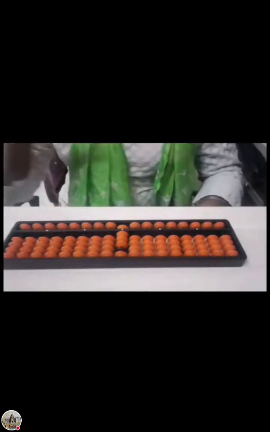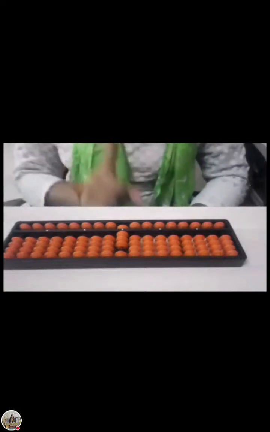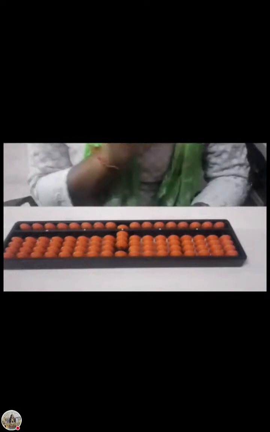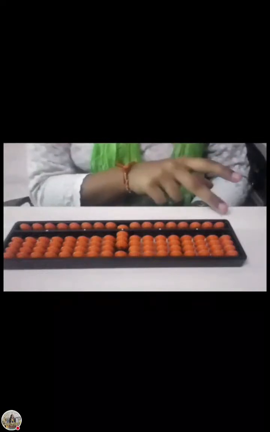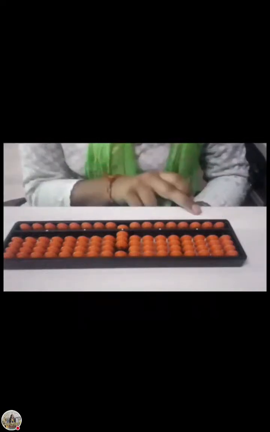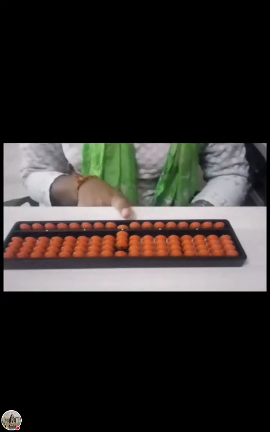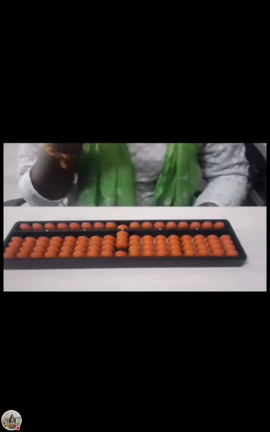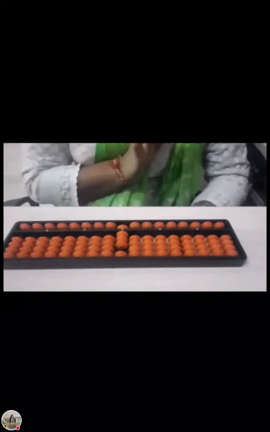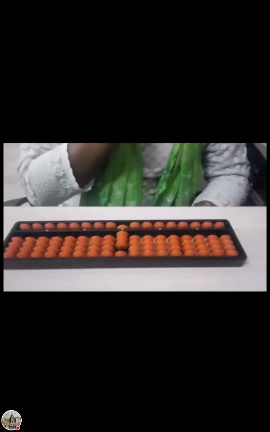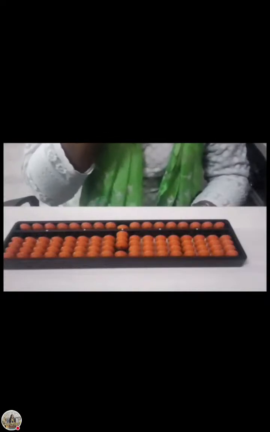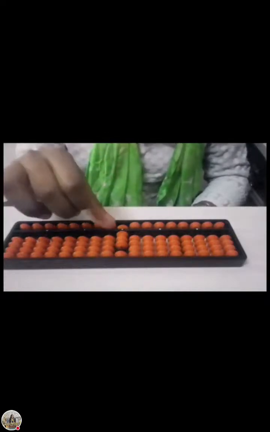Now you will say, where is the ones rod? We only have one rod here, this one. We don't have any other ones rod here. We directly start from 10th, 100th, 1000th, like that. Now see, here in 8, I cannot subtract 10 from it. What will I do? I will add 10.